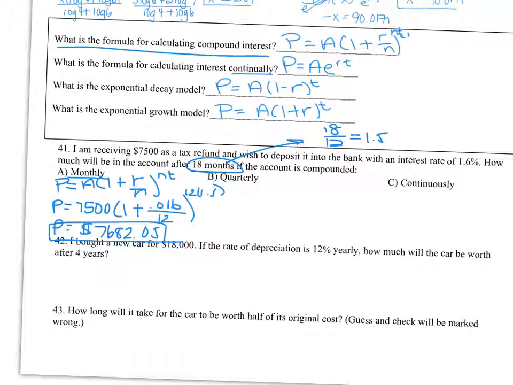So the next one says, what if it was compounded quarterly? So again, A is still 7,500, 1 plus my percent interest rate is the same, 0.016. Quarterly is 4 times a year, so now that's 4 times 1.5. Type all that into my calculator, and I get $7,681.81.